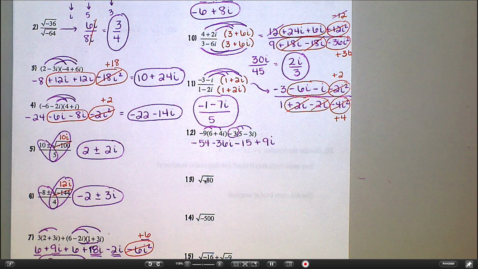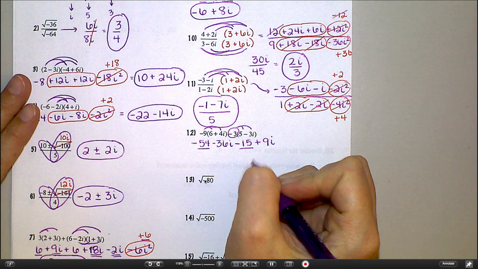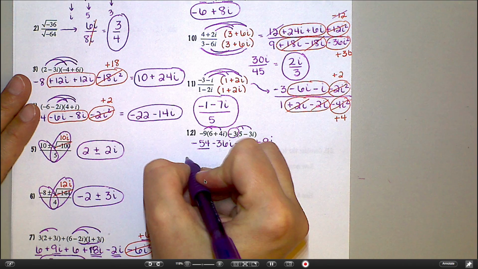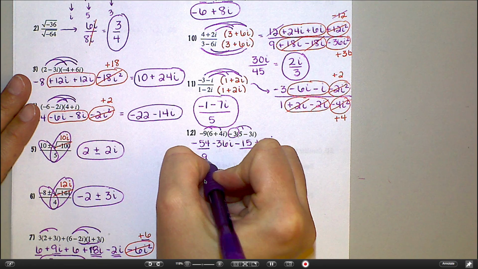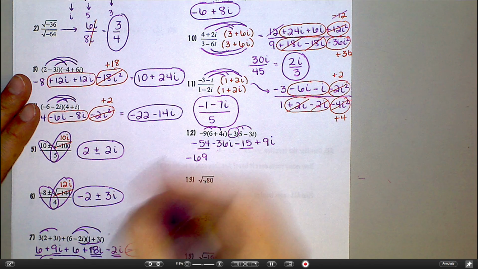And then just like before, let's combine. So negative 54 minus 15 is going to give me negative 69. And negative 36 plus 9 gives me negative 27i.